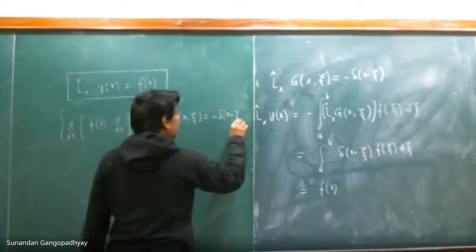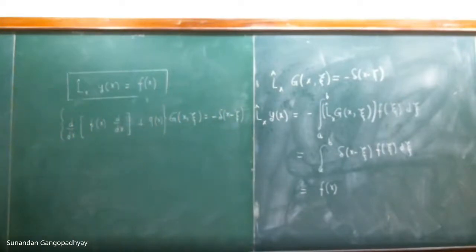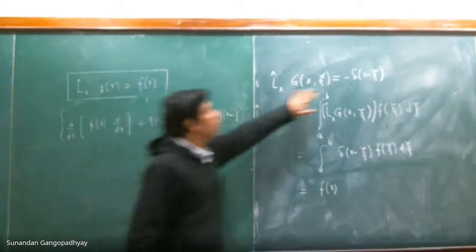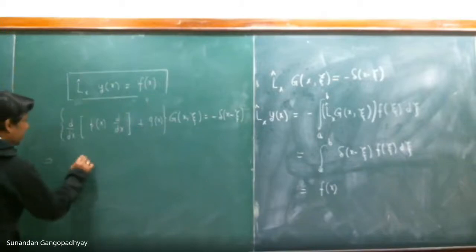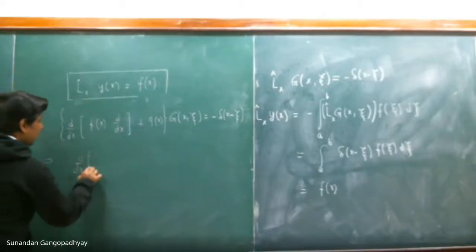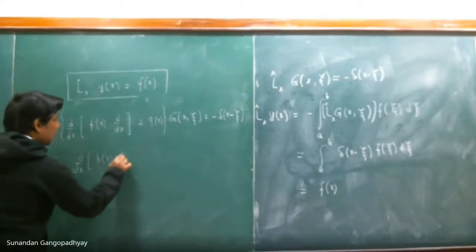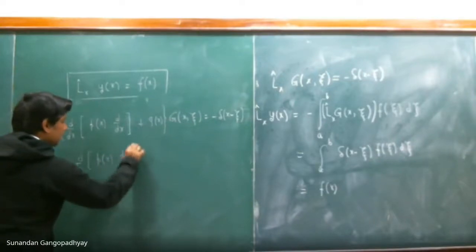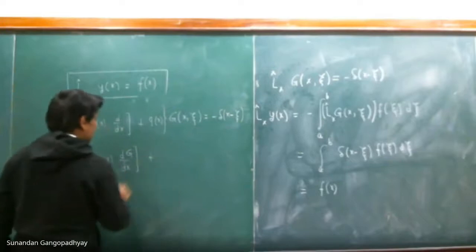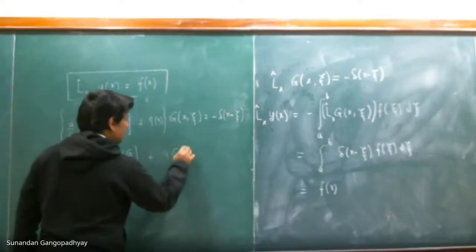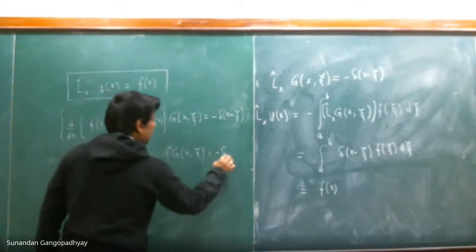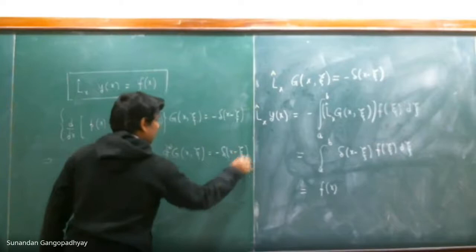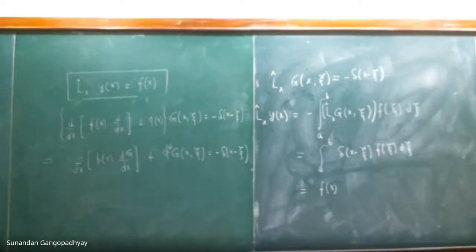Okay. So this is our differential equation for the Green's function. And therefore this implies that you have something like this: d/dx of p of x dg/dx plus q g of x comma xi, as a function of x, is equal to minus delta x minus xi. Okay, so this is the differential equation that is satisfied by the Green's function.